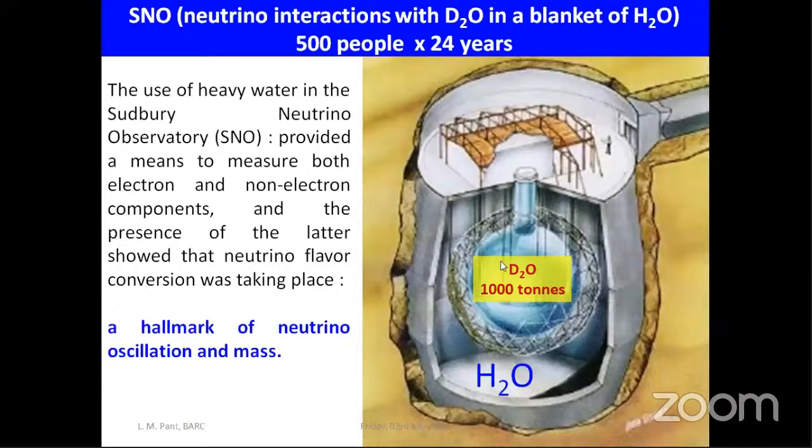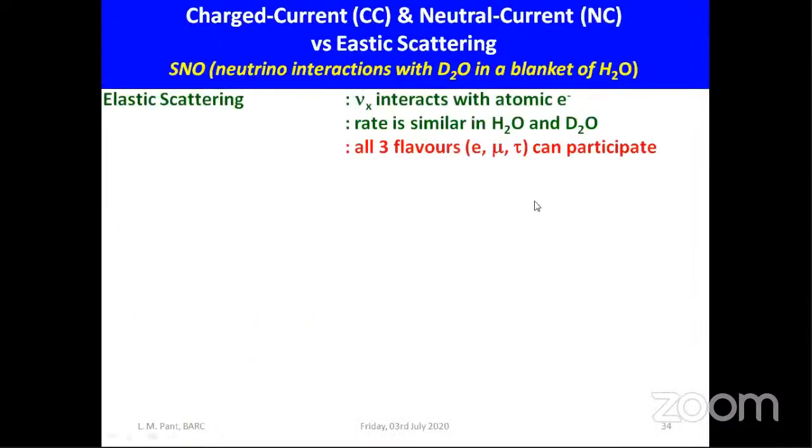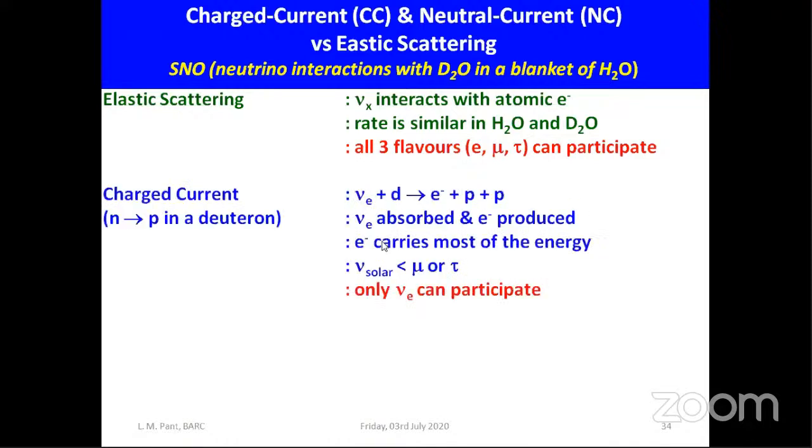The Sudbury Neutrino Observatory provided a means to measure both the electron and the non-electron components, and the presence of the latter showed that neutrino flavor conversion was taking place, a hallmark of neutrino oscillation in mass. So we have two boundaries here, the D2O and the H2O. Why was it designed like that? Because there is elastic scattering, in which neutrinos of all flavors, denoted nu X, can participate, and rates are similar in both H2O and D2O. Whereas the neutrino in the deuterium can interact with both types of neutrinos.